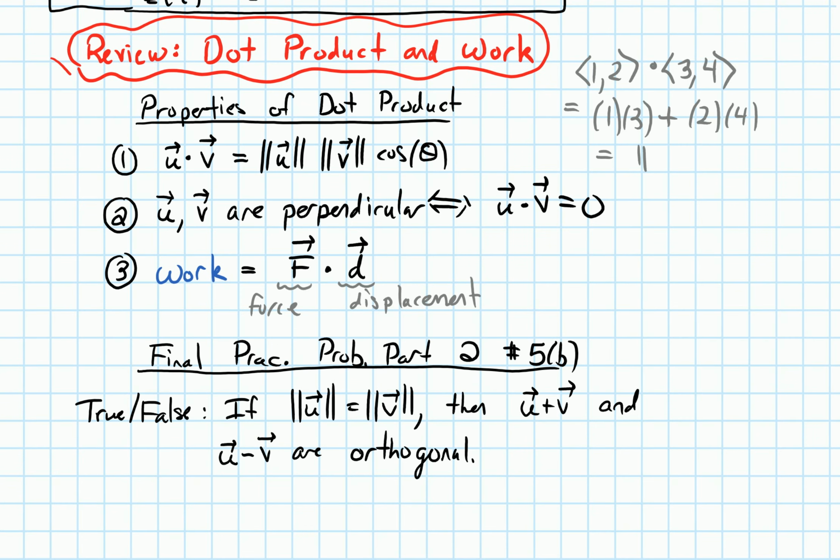So this is from the final practice problems part 2, question number 5, part B, and it's a true or false question. So it says that if the length of u is equal to the length of v, then the vectors u plus v and u minus v, so those two vectors, are orthogonal. So first, I want you to pause the video for about 3 minutes to try this question on your own first.